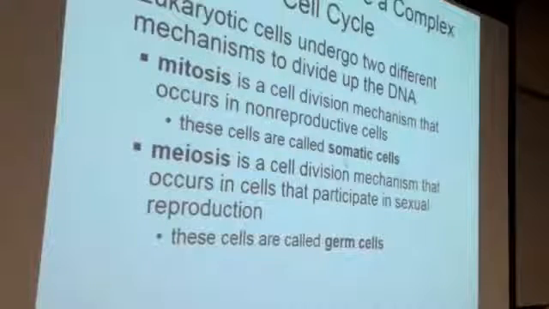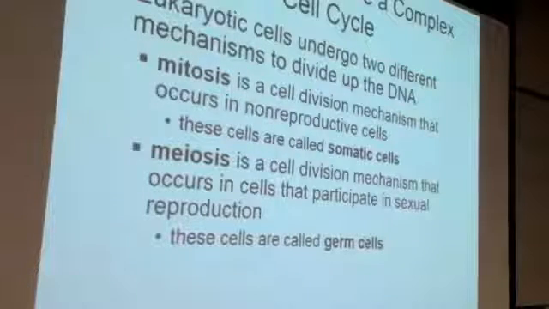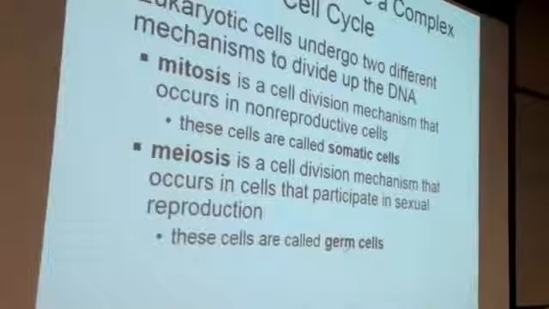Almost all of our cells are somatic cells. The only cells that are not are sperm and egg and the parents of those. The cell that splits into sperm and egg, those are called germ cells. Germ cells divide by meiosis.